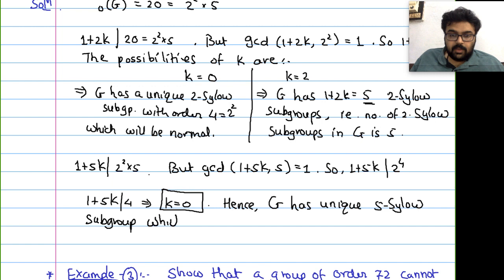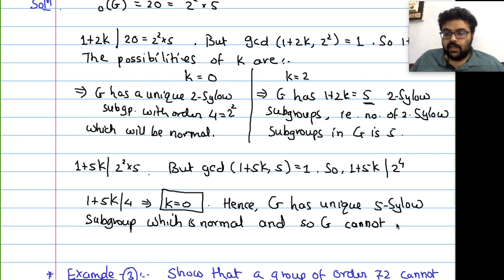And which is normal. Which is normal, and so G cannot be simple. So a group of order 20 cannot be simple. We wanted one normal subgroup. Either the 2-Sylow subgroup is normal or the 5-Sylow subgroup is normal. Either way, we are done.